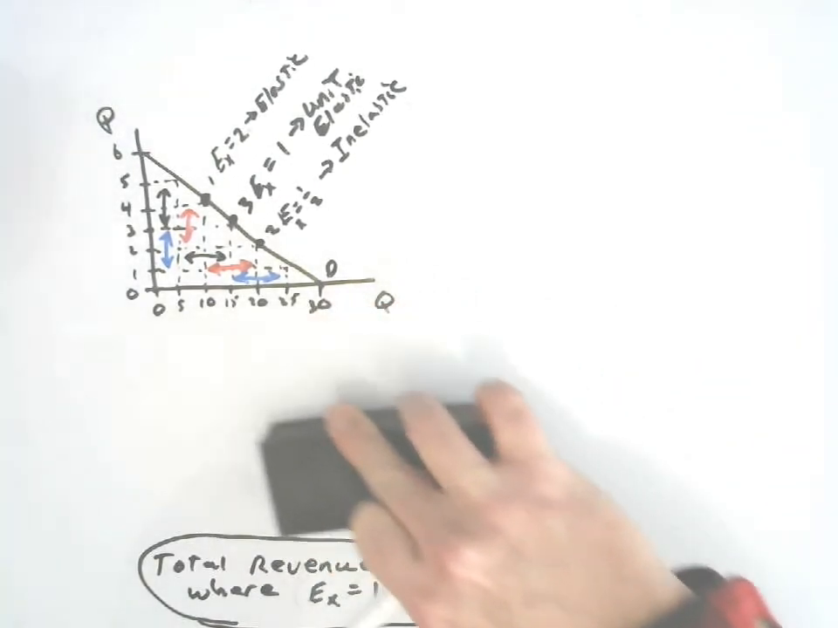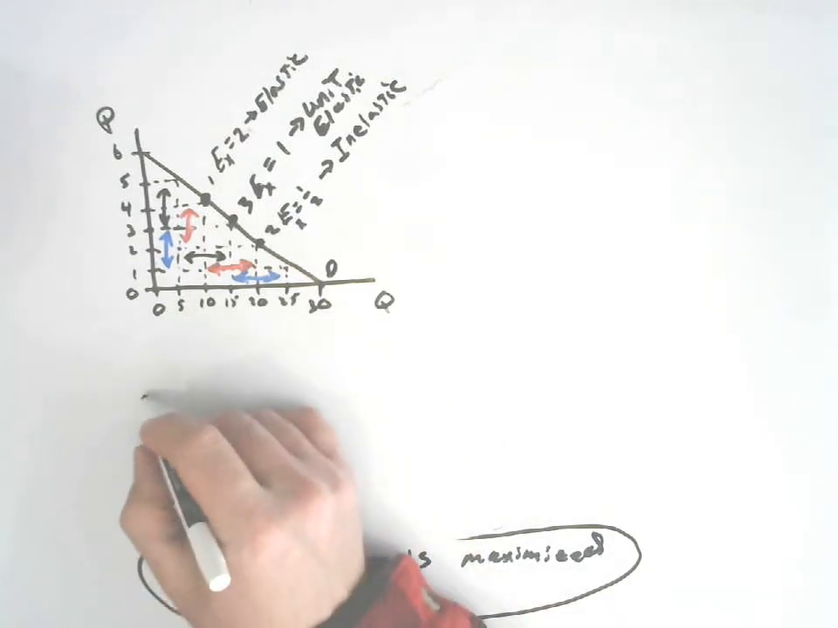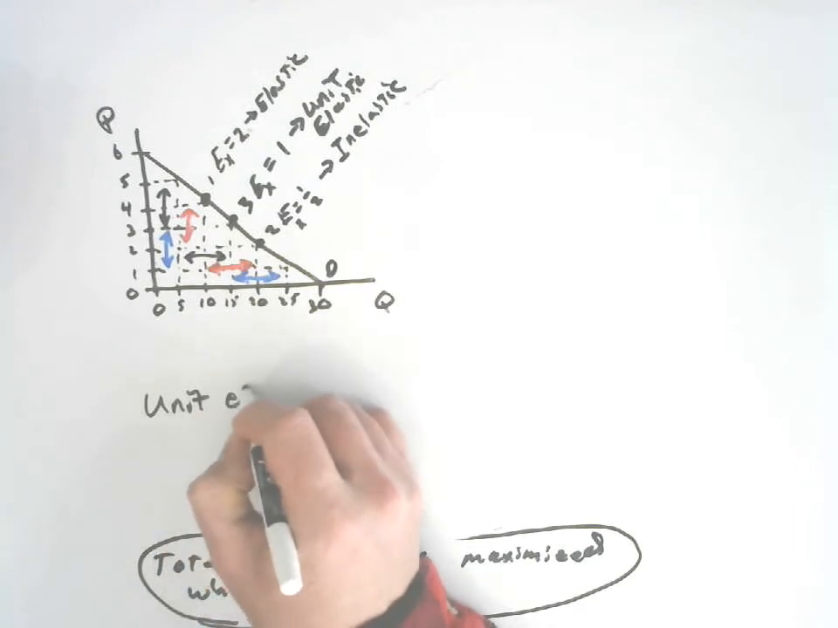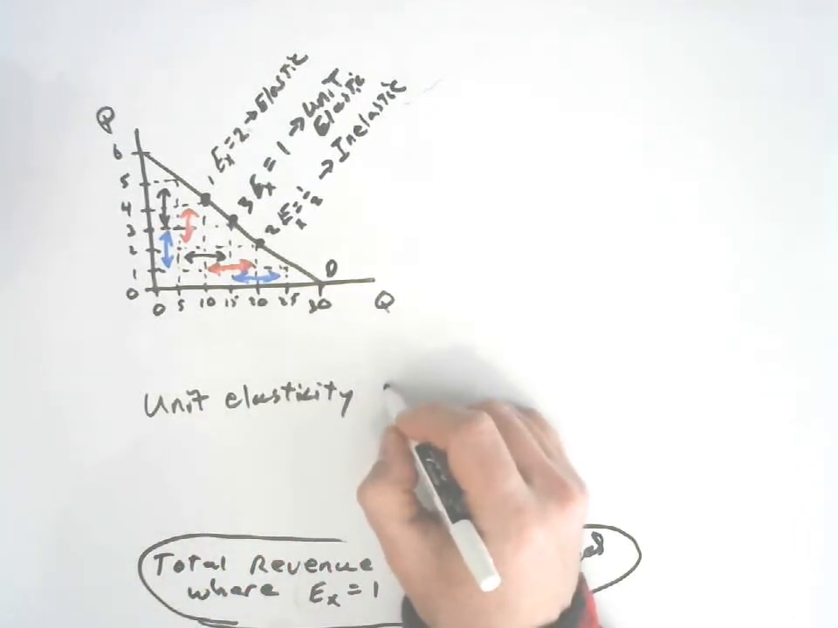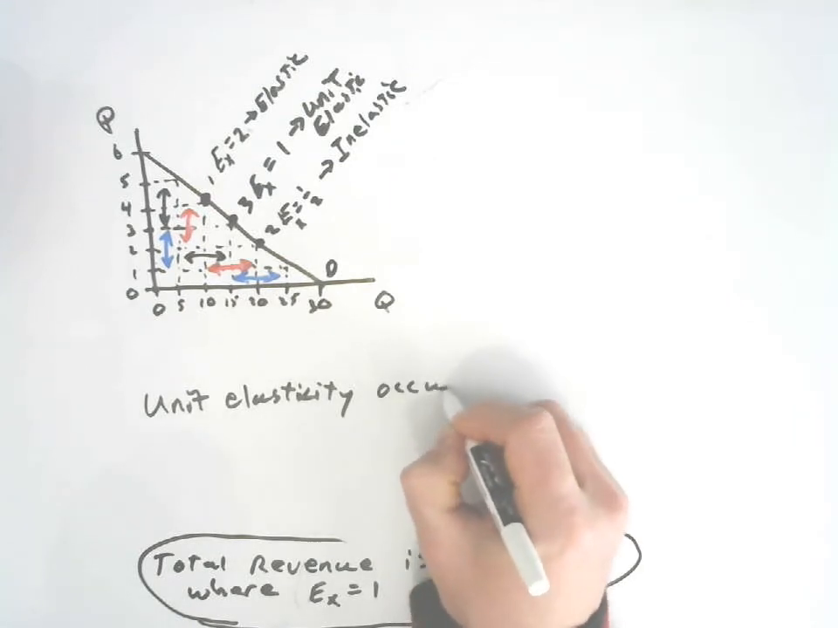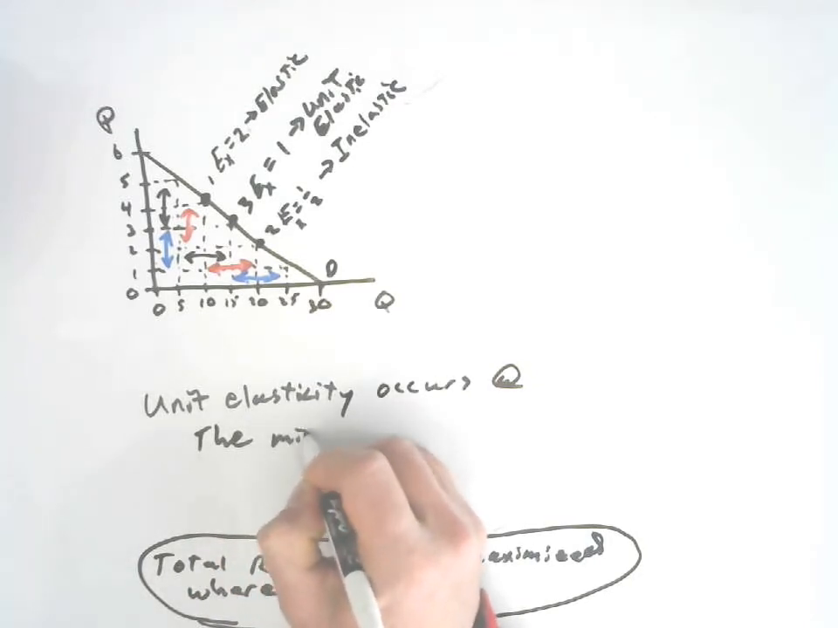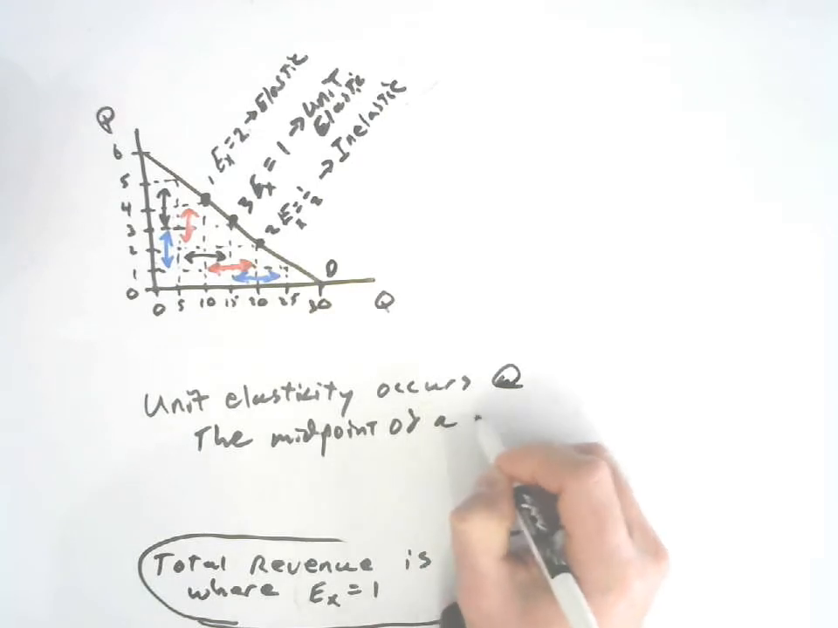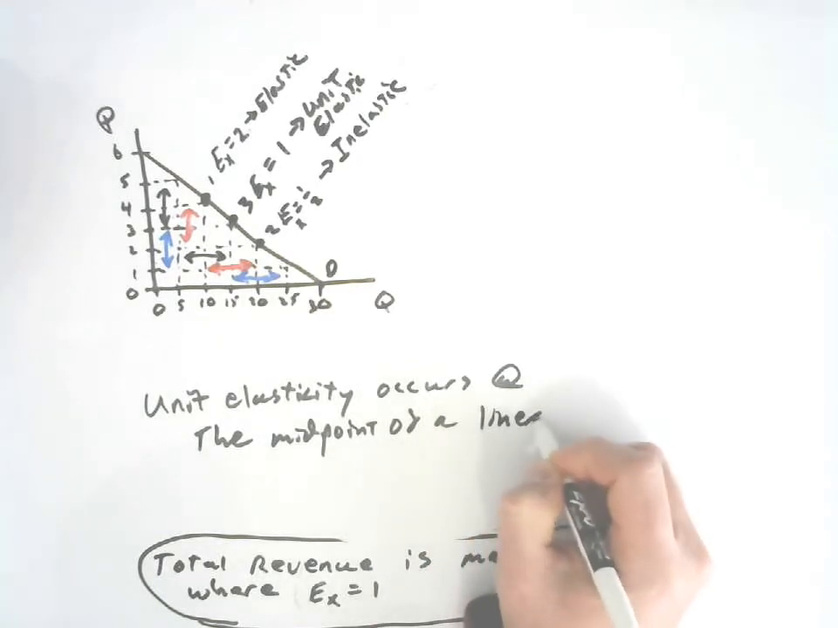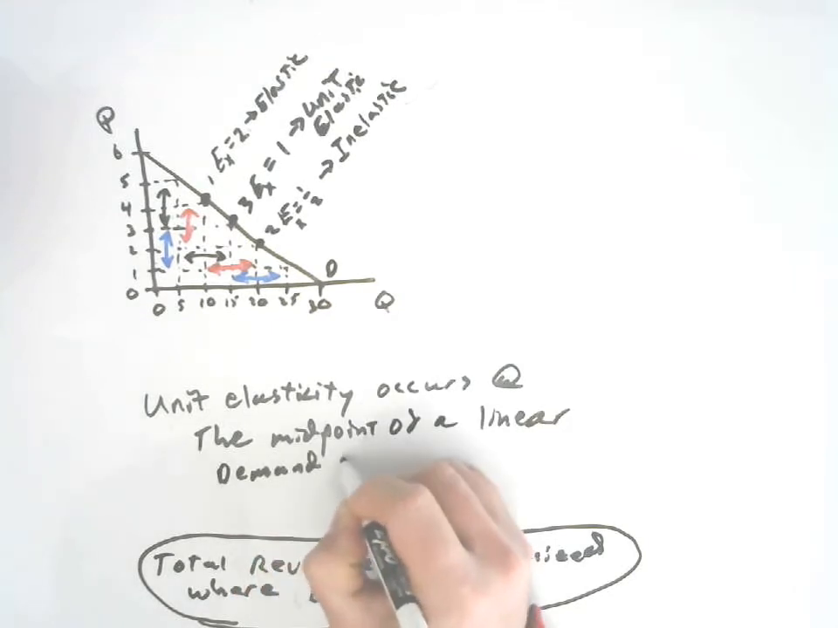So first, total revenue is maximized where demand is unit elastic, but unit elasticity always occurs at the midpoint of a linear demand curve.